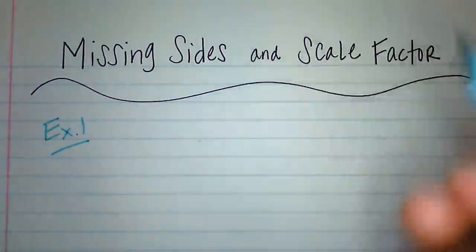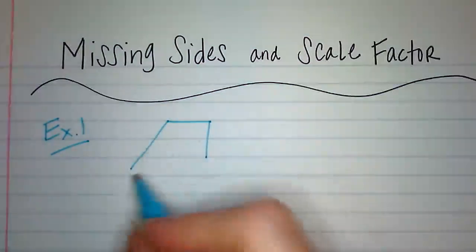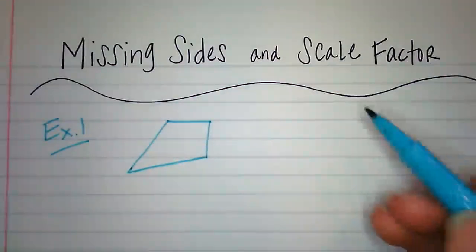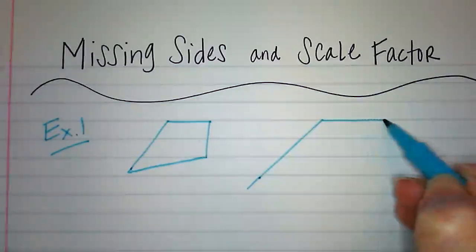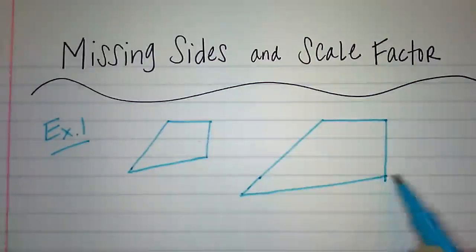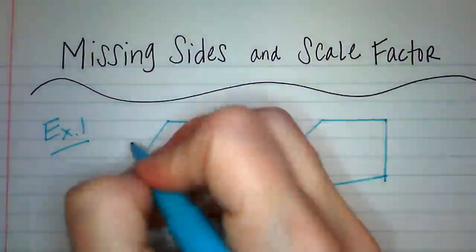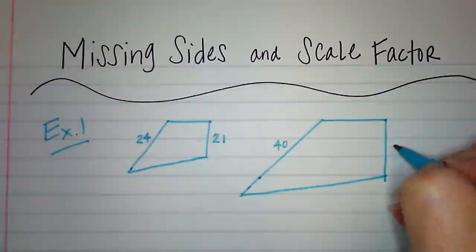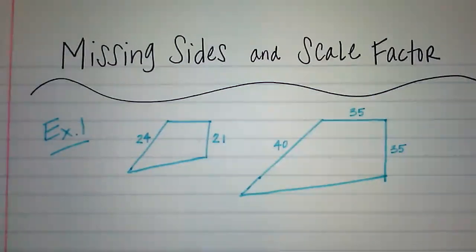Example number 1. I'm going to make a shape here, and then we'll make one that is slightly larger just to show. Let's just pretend that looks good. Let's say this side is 21, this side is 24, this one is 40, this one is 35, and this one is 35, just for fun.